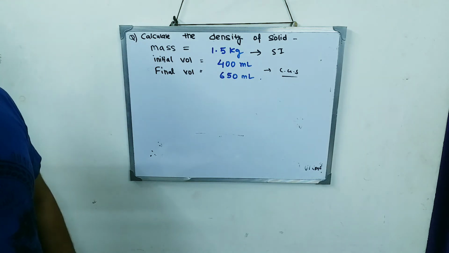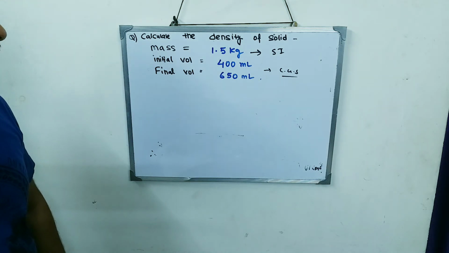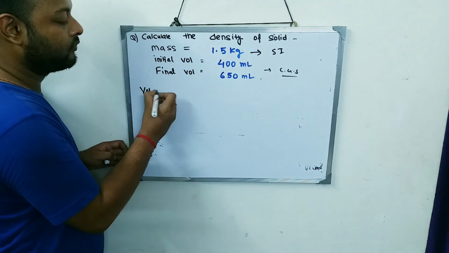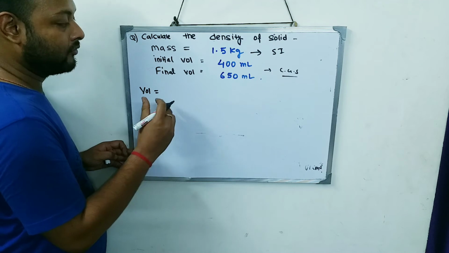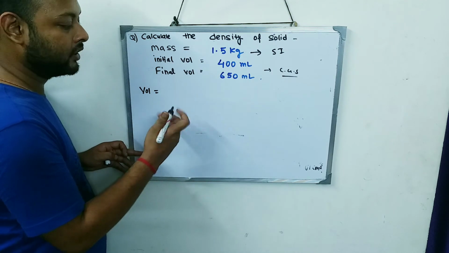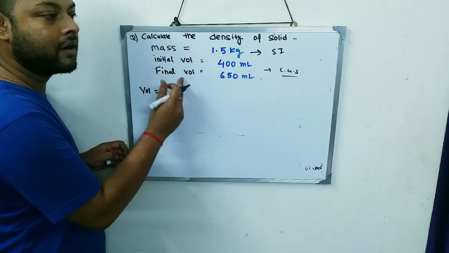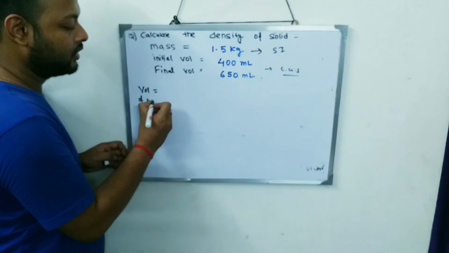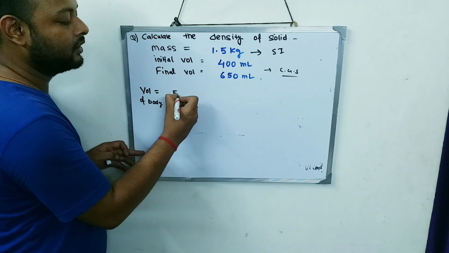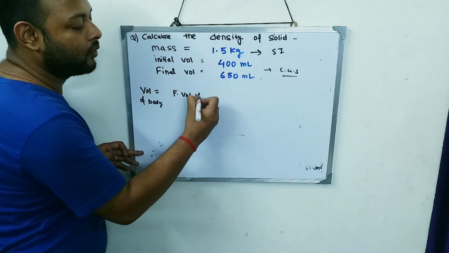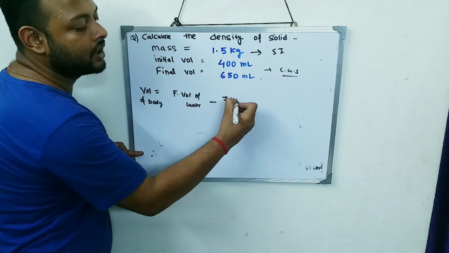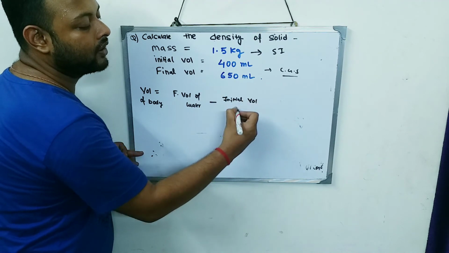It is quite easy actually if you think of it rationally. Mass, suppose I take the volume. Volume of the body is, I told you what? Final volume of water minus initial volume of water. Volume of the body is equal to final volume of water minus initial volume of water.